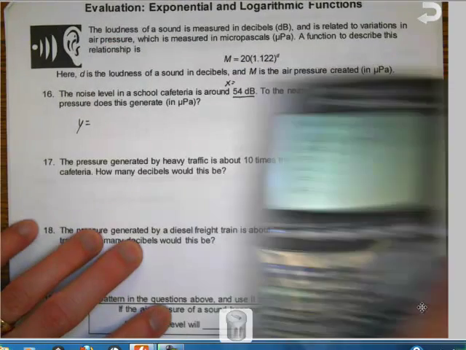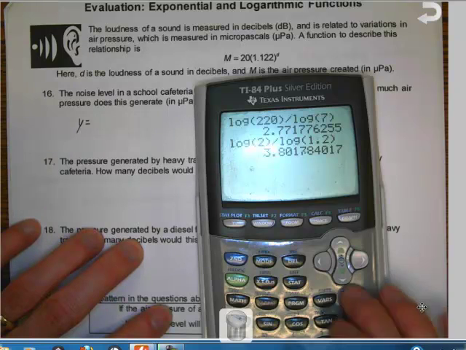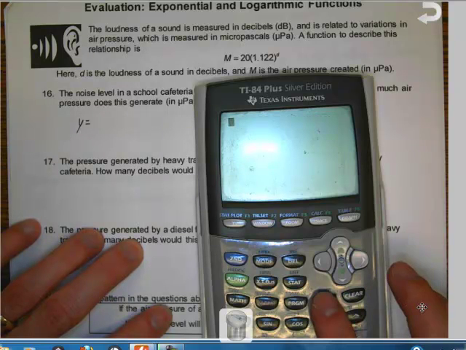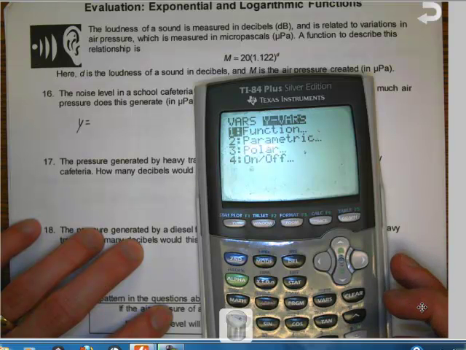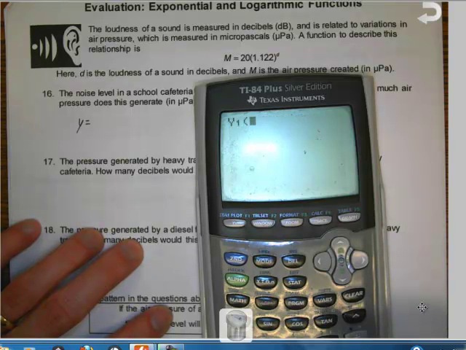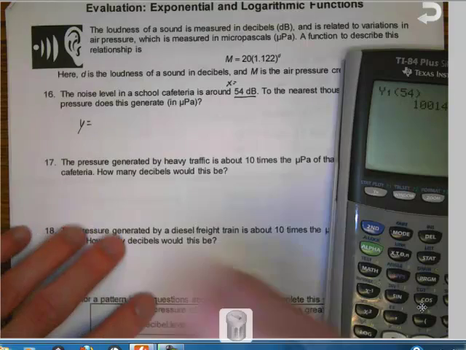So the easy way to do this, you already have your function keyed in. You're going to go to your main computation screen and you are going to select variables. And you are going to evaluate the function where x is equal to 54. And there it is, 10014.